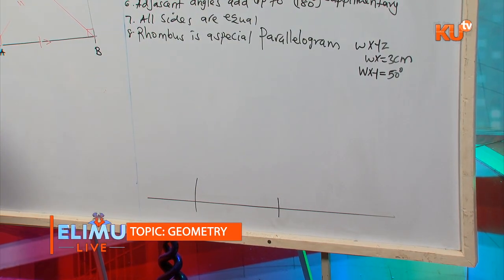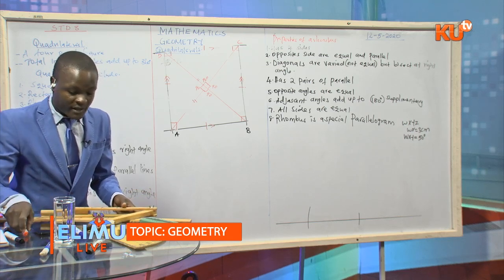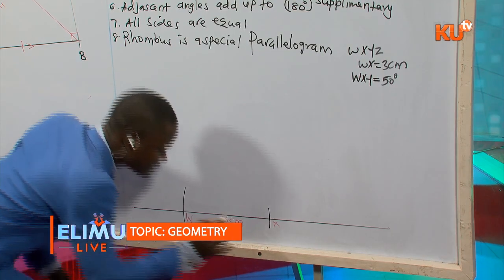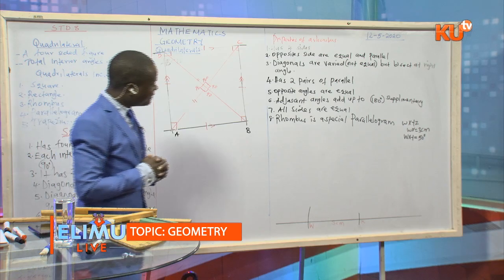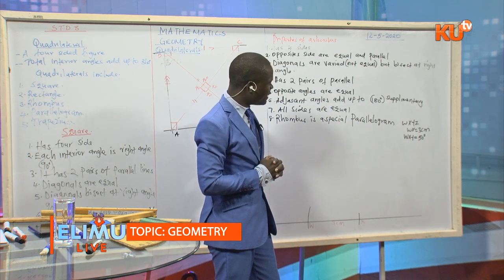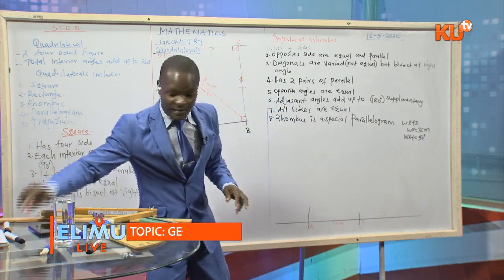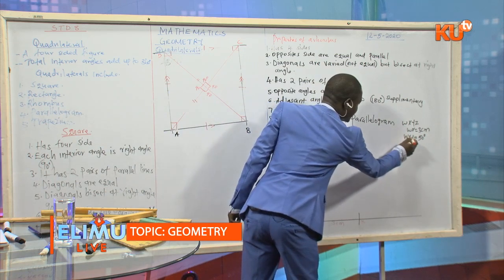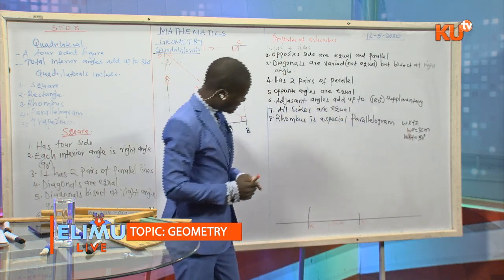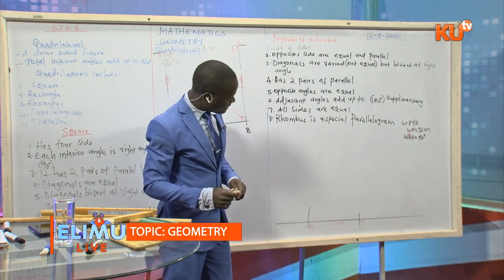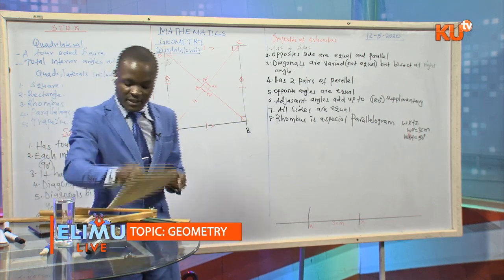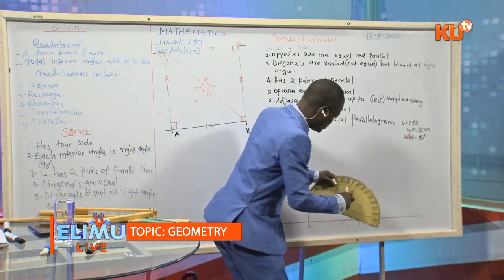Then after that, we name it. We name it X. Line WX, 3 centimeters. After doing that, then we are told that angle WXY is 50 degrees. So normally, when we are finding out the angle, we look at the letter that is at the middle. In this case, the middle letter is X. And because on our line, we have point X, so you put your protractor at that point, at X.